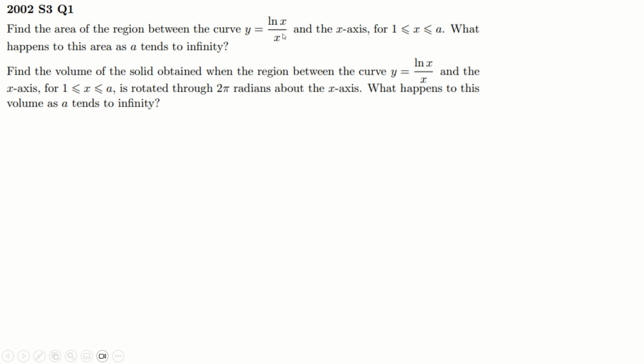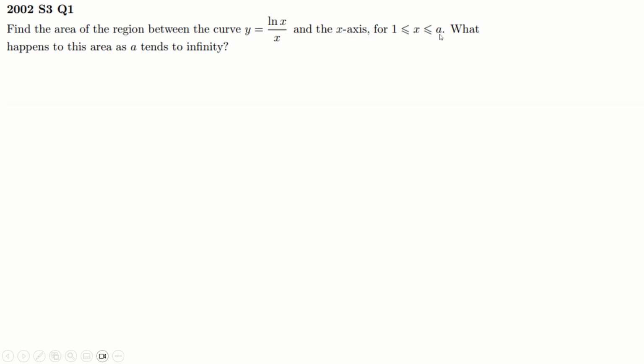We're being asked to find the area between this, the x-axis, and between 1 and a. So that's just the integral of y dx between 1 and a, right? So y is log x over x. I'm going to write that as 1 over x times log x, because it's just an integrating trick, right?